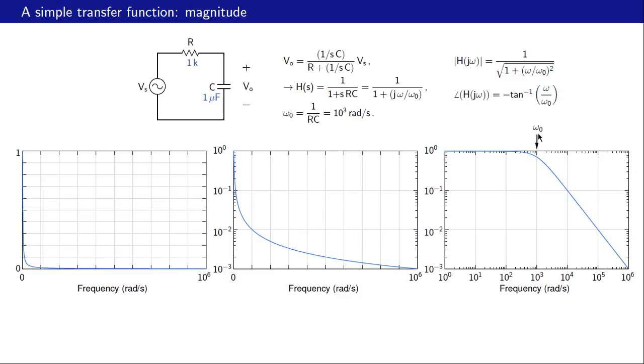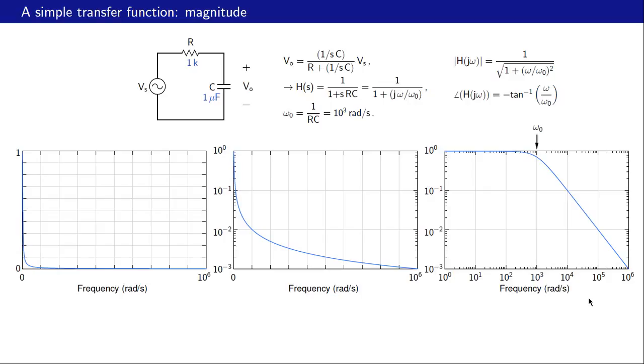What is omega 0? 1 over RC. R is 1K, C is 1 micro, so RC is 1 milli. So omega 0 is 1 over 1 milli, which is 10 raised to 3 radians per second. So that is what omega 0 is. Apart from that, we can also make out the dependence of mod of h on omega in this high frequency region.